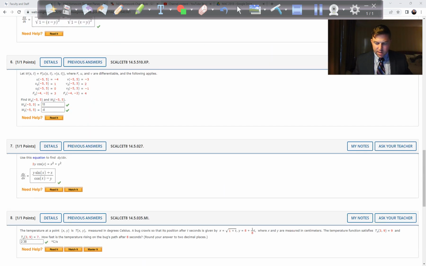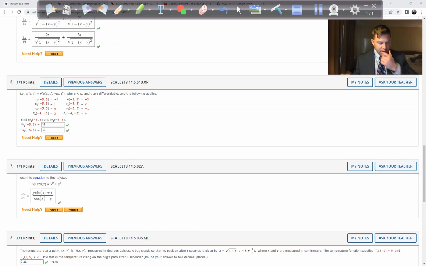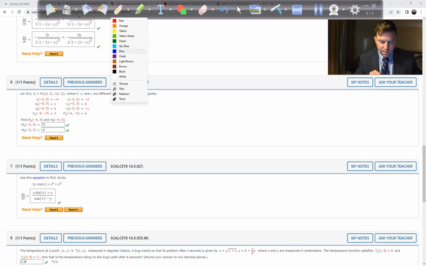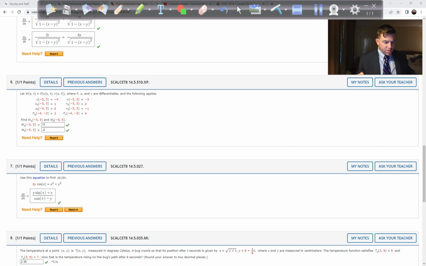Okay, problem 6 is just going to use numbers, so that's kind of nice. We don't have to do a bunch of algebra with letters because we're just going to have numbers. So it says Ws of t is f of u of s of t, v of s of t, where f, u, and v are differentiable, and the following applies. Okay, so they want us to calculate ws.